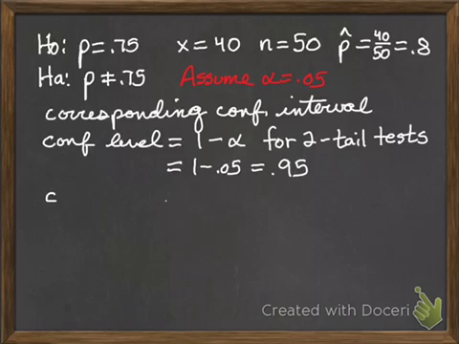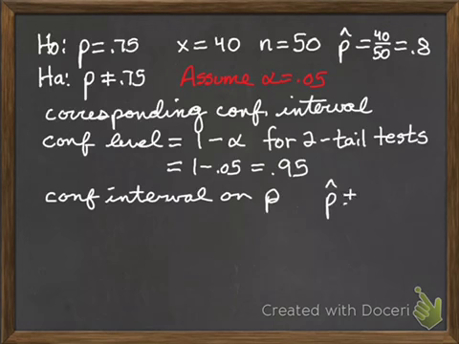Now, how do I know that this is a two-tailed test? All I have to do is look at the alternate hypothesis. Notice it has a not equal to sign. That means in the alternate, we're saying that the proportion could be greater than 0.75 or it could be less. Those are two tails of the distribution.